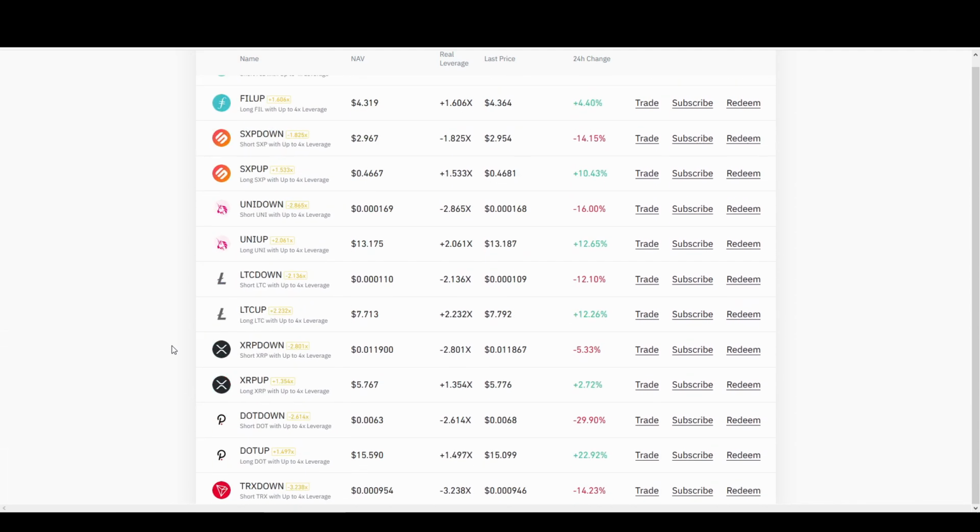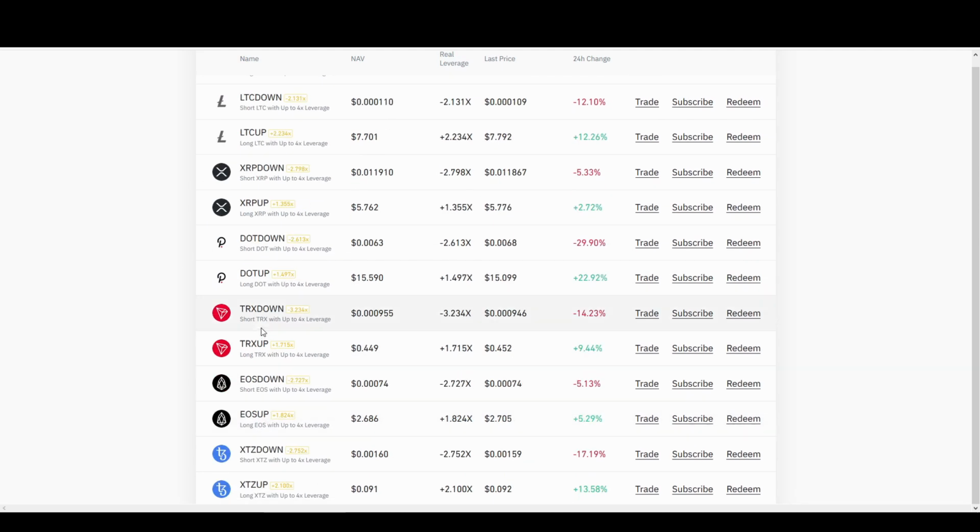Another thing to remember, when you're buying those tokens, all you're doing is betting on the price movement. You don't own any of those coins. You don't own any DOT if you buy the DOT up or the DOT down. It's just a token that reflects the value. So it's only for you to make a profit on the price movement with leverage. That would increase your profit.